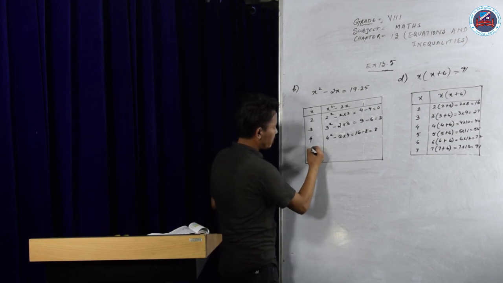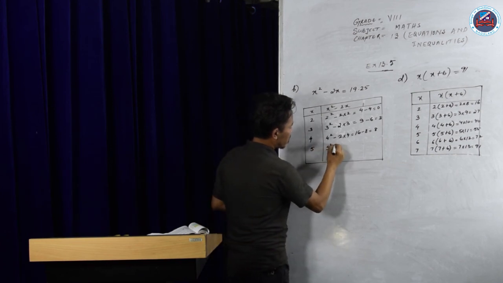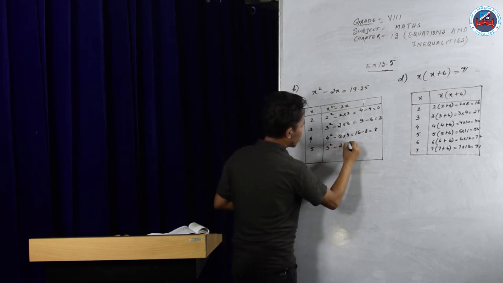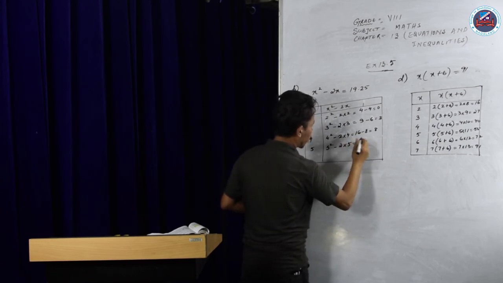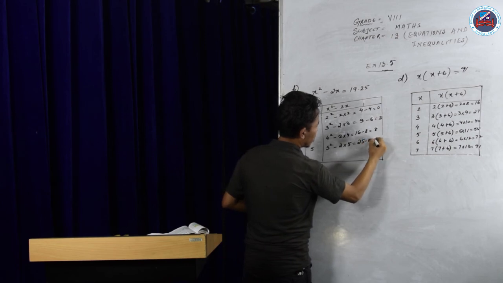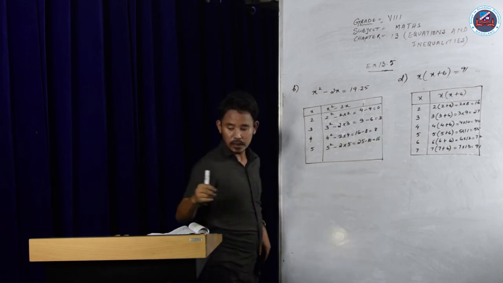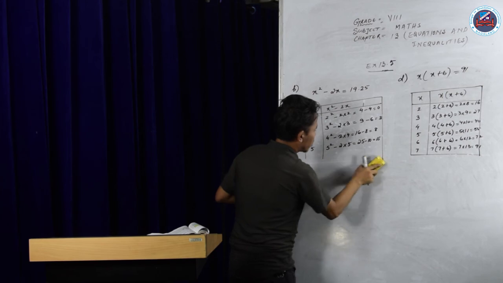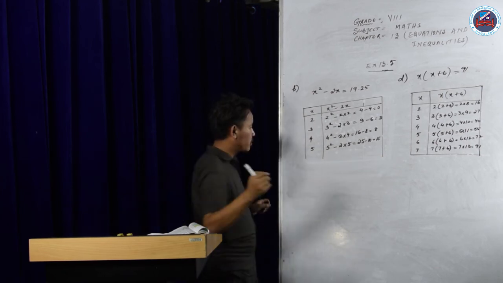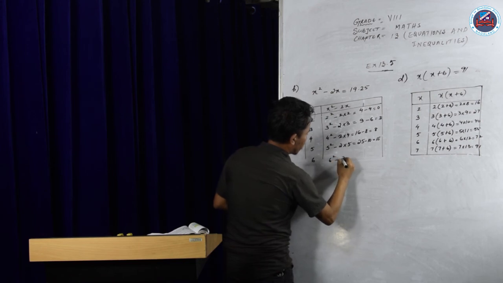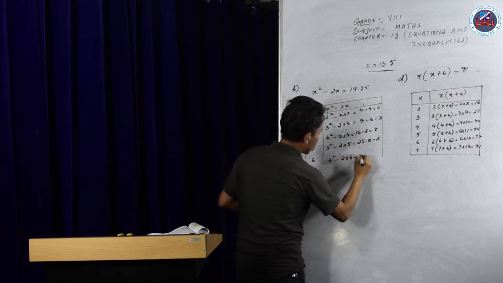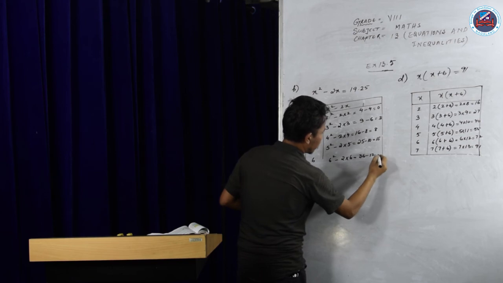Let's go with 5. 5 squared minus 2 into 5. That is 25 minus 10. That is 15. Now let's go accordingly again. I put 6. It becomes 6 squared minus 2 into 6, equals 36 minus 12.